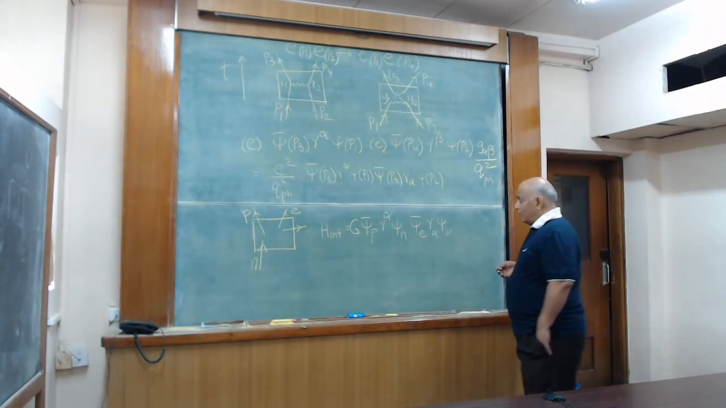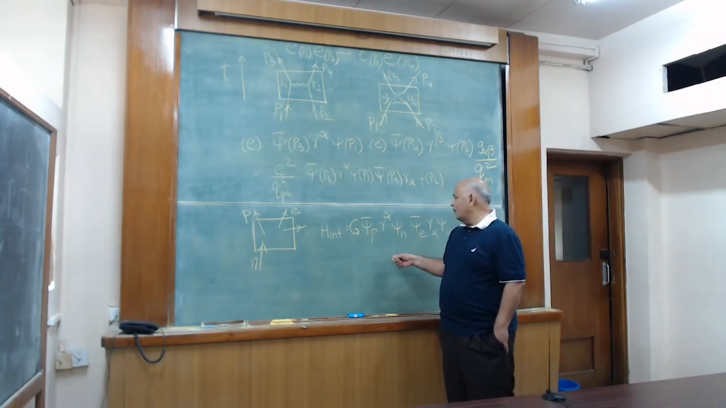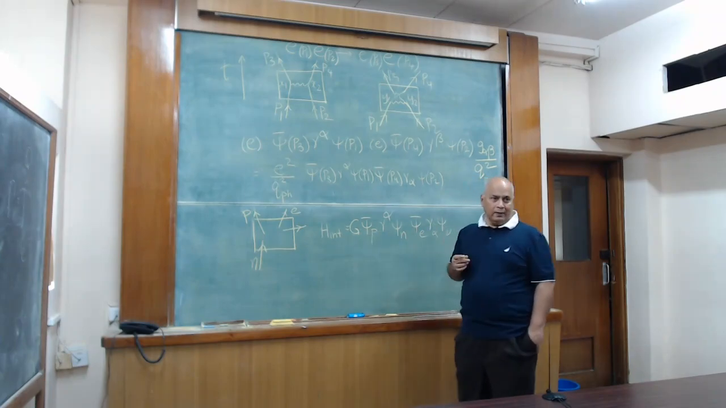By the way, why did Fermi put ψ̄_p ψ_n? Why not ψ̄_e ψ_n?